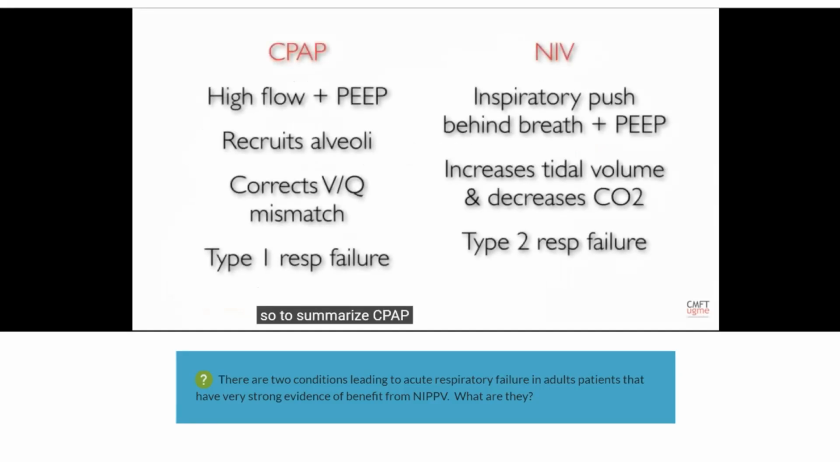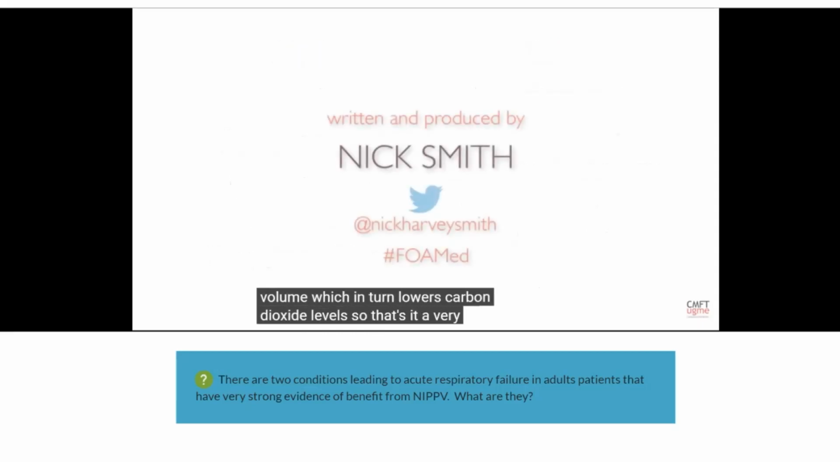So, to summarise, CPAP uses high flow and positive pressure at the end of expiration to keep the alveoli open and improves oxygenation. Non-invasive ventilation gives a push behind each breath to increase the size of the tidal volume, which in turn lowers carbon dioxide levels. So that's it, a very basic overview of CPAP and non-invasive ventilation in under 5 minutes.